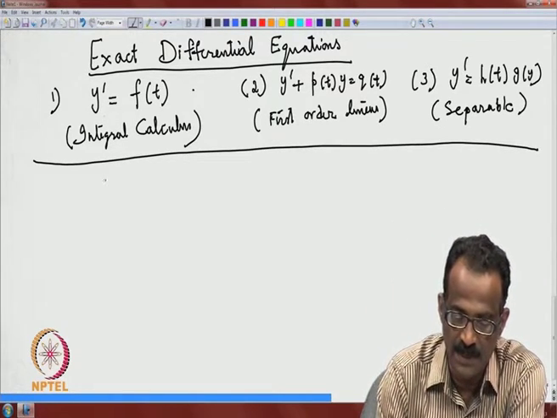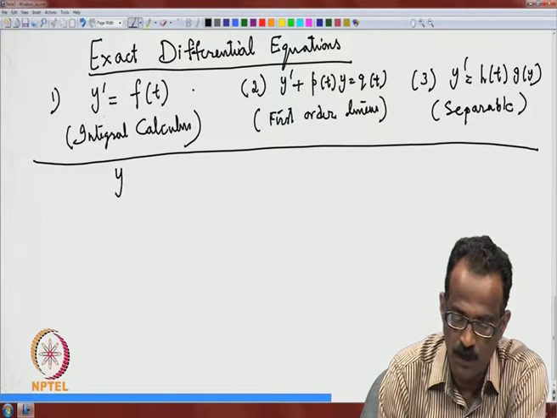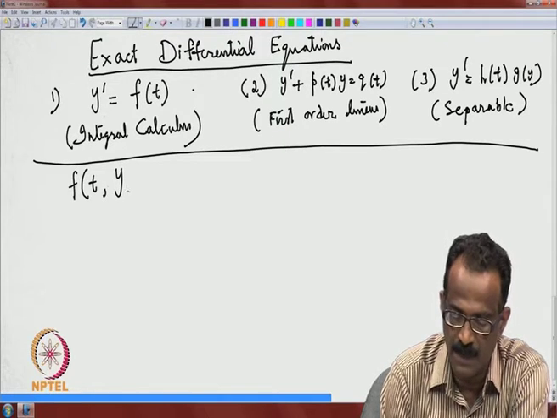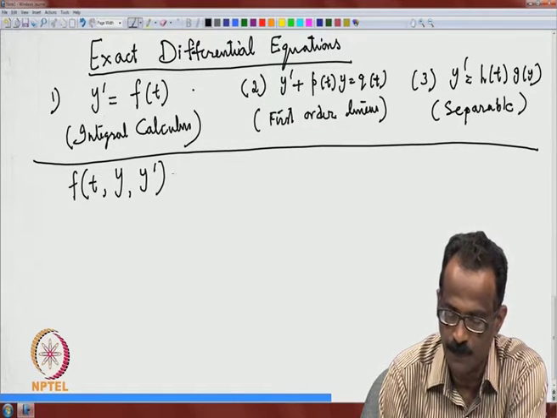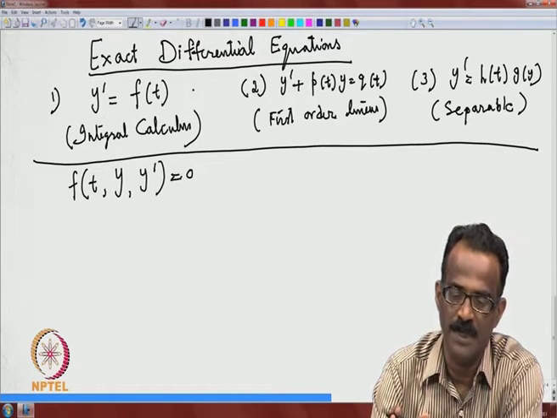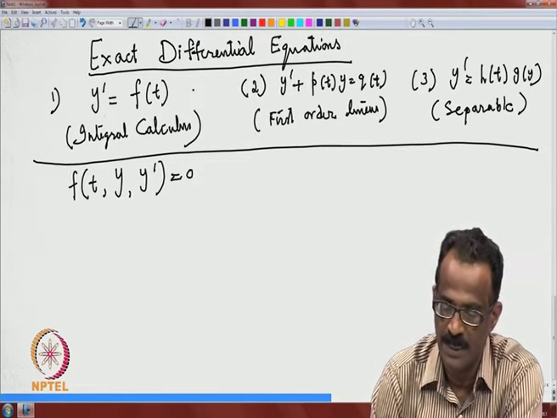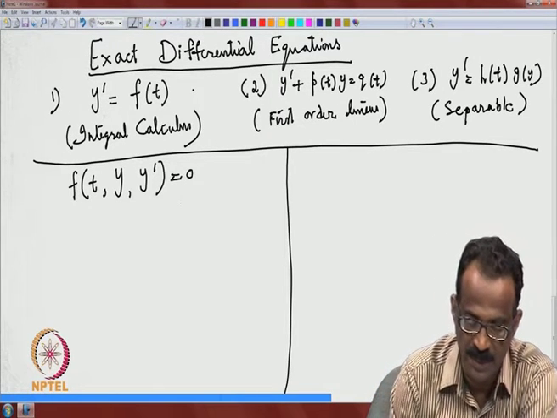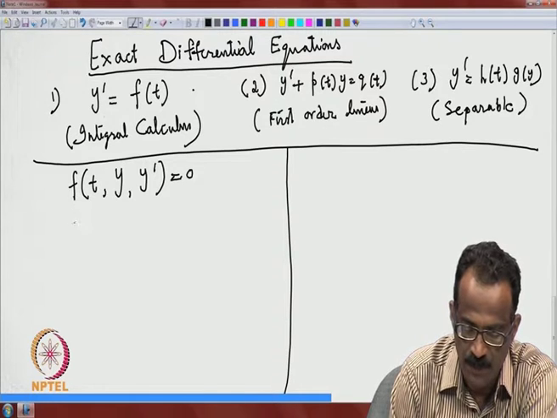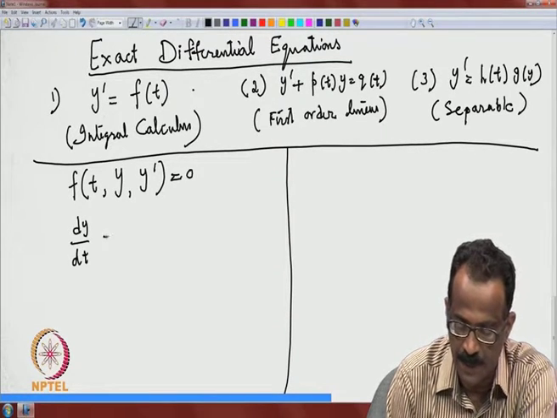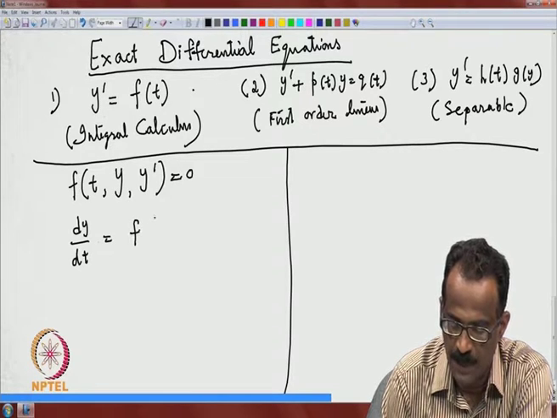As I said, the most general form of your differential equation is f of t, y, y prime equal to 0. You can define the terminology of exact differential equations even for this equation, but since we are not planning to deal with this more general equation, the equation we are considering is the standard one, dy dt is equal to f of t y.